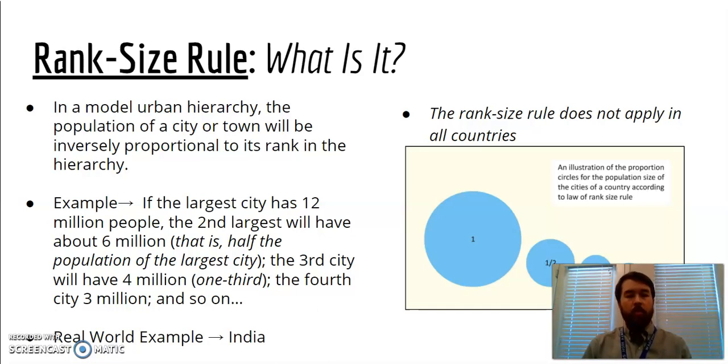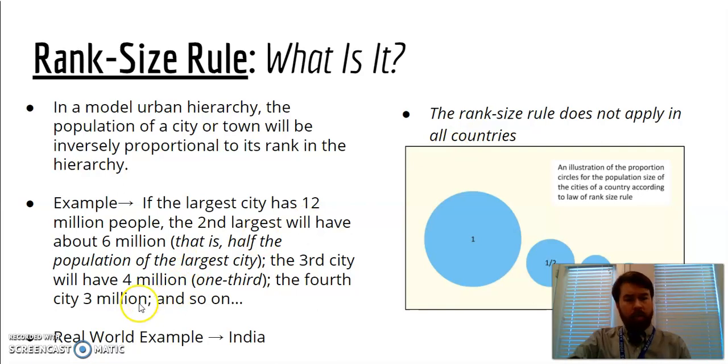So here's an example. If the largest city has 12 million people, the second largest city in a given country will have about 6 million. So that's about half the population of the largest city. The third city will have about 4 million. That's about a third. The fourth city will have 3 million, and so on and so forth. It's important to know that not all countries follow the rank size rule. It doesn't apply to all countries, but you'll see that some of them it very much does.